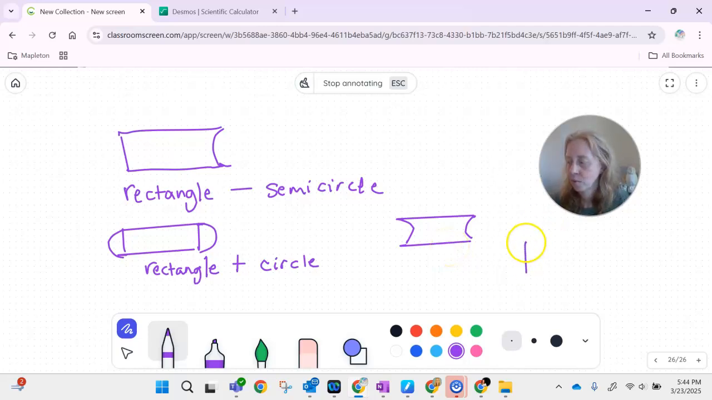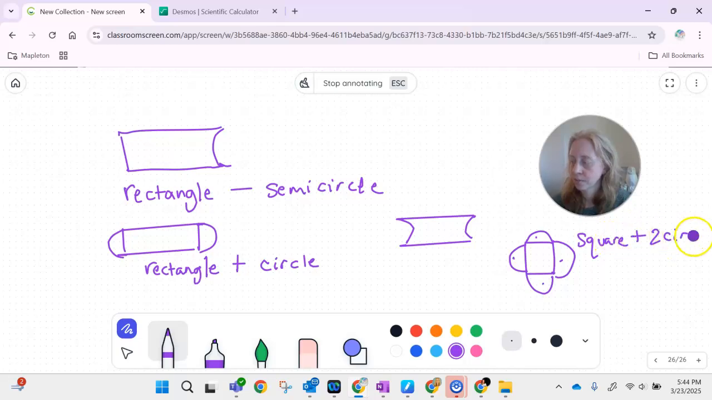And then you have a few weirdos that look like this. This is a square plus 1, 2 semicircles, which is 1 circle, and then 1, 2 more semicircles, which is another one. So you've got a square plus 2 circles. And then the last weirdo looks like this. And I'm going to let you figure that one out on your own and let me know if you have any questions. Good luck, guys.